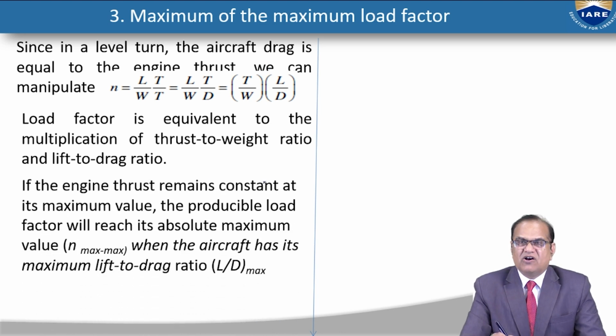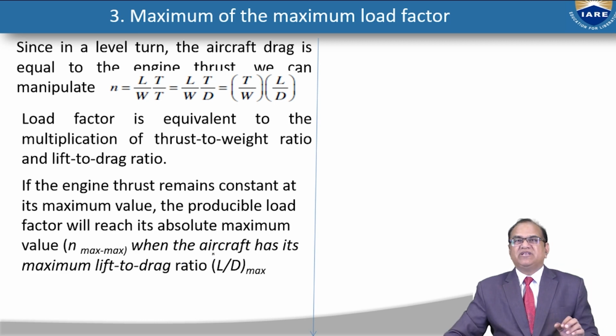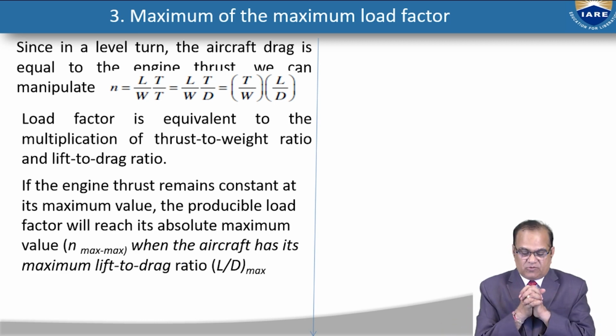If the engine thrust remains constant at its maximum value, if T is a constant at its maximum value, the producible load factor will reach its absolute maximum value. And that is called N max max when the aircraft has its maximum lift to drag ratio. So what is the meaning of maximum load factor?